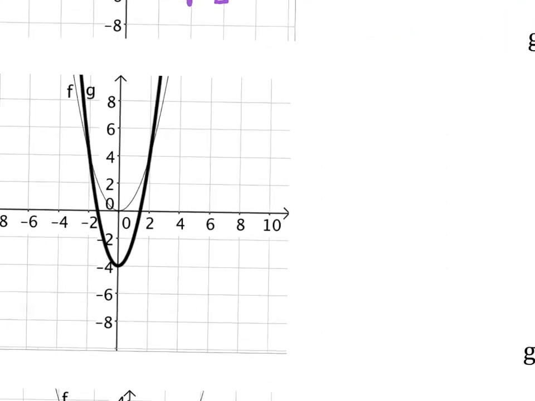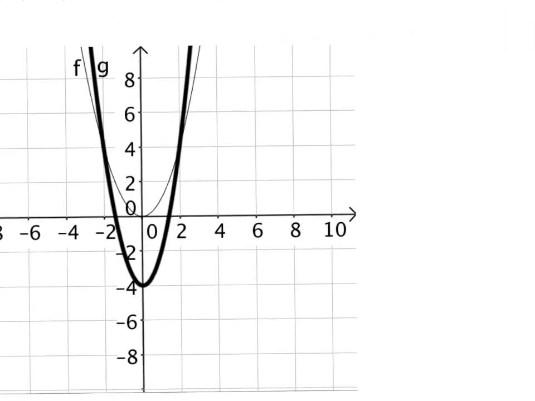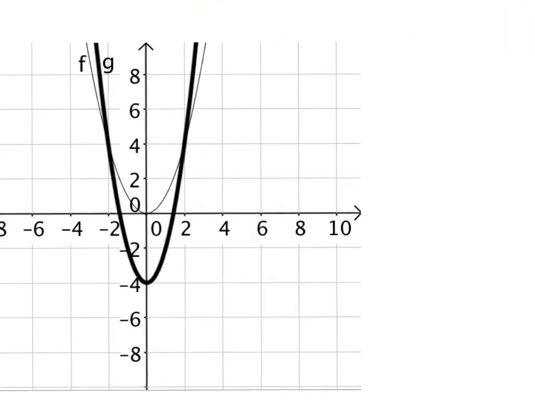And then this is interesting. So it's definitely been shifted down. If I look at my vertex, it has gone down by 4 units. So it's down by 4. But does it have the same proportions? Again, on the parent function, if I go over 2 units, the function goes up 4. So again, it's x squared.